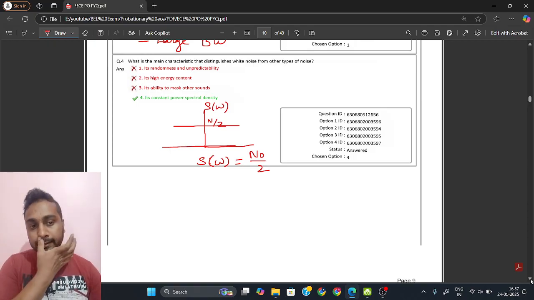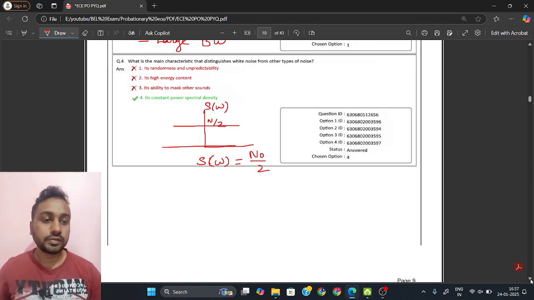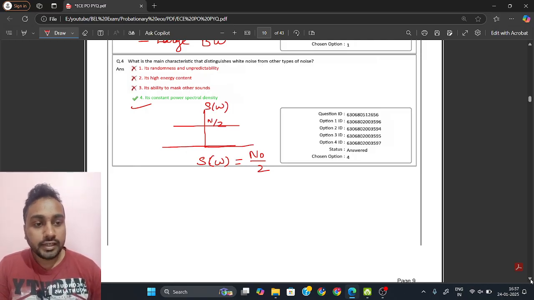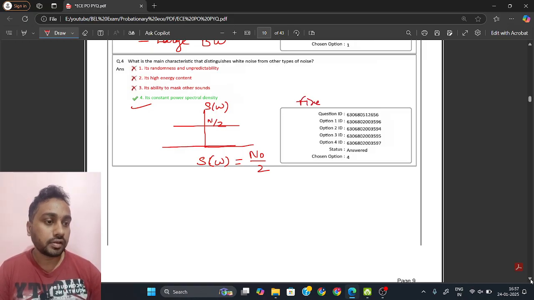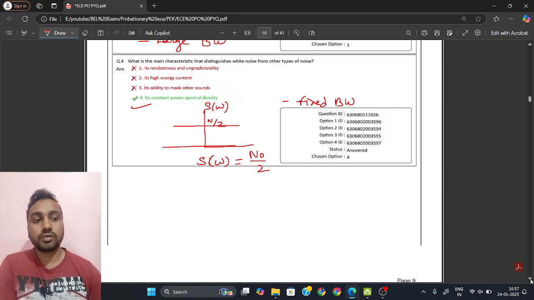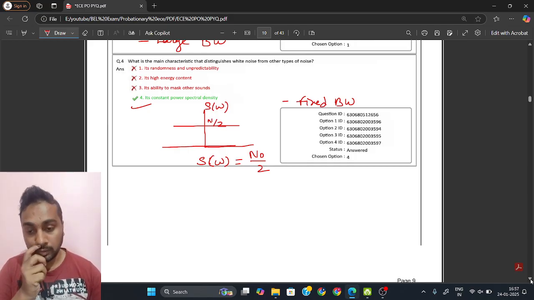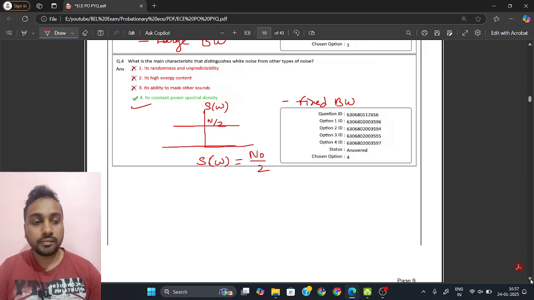This is your noise spectral density. Okay, so it has constant power spectral density. Okay, and it contains equal or fixed bandwidth. Also you remember, it contains fixed bandwidth. Okay, it has fixed bandwidth. That kind of question will also come, like in white noise what kind of bandwidth is there, you have to give the answer: it has fixed bandwidth.